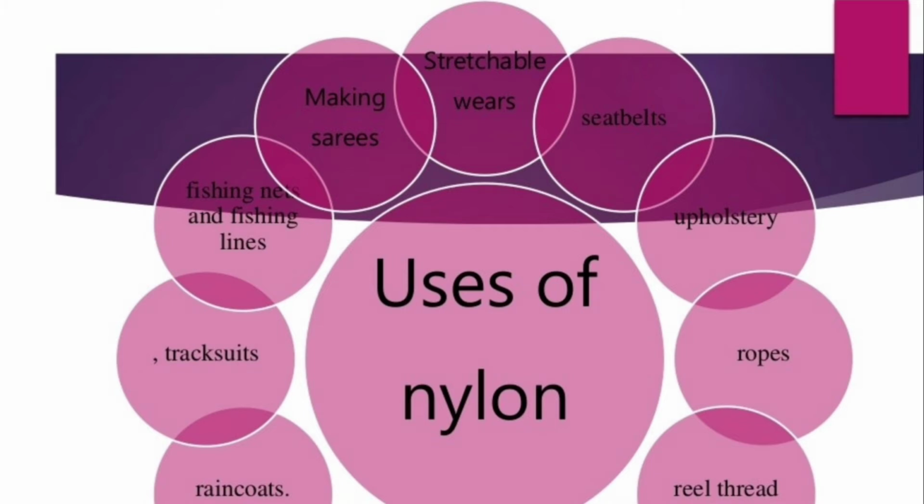Then it is also used for making rope, car seat belt, fishing net, etc. So nylon is used in making raincoat, tracksuit, fishing lines, saris, stretchable wears, seat belt, then upholstery, then ropes, reel thread. So these are the uses of nylon.